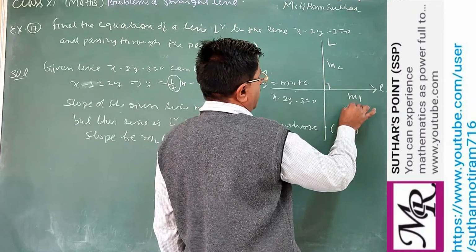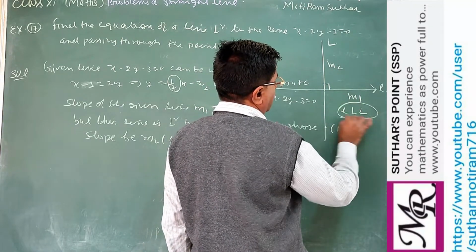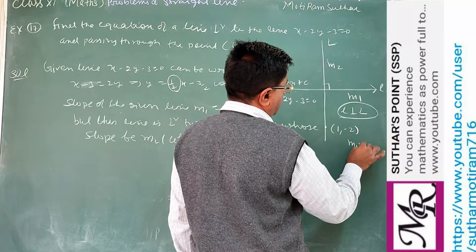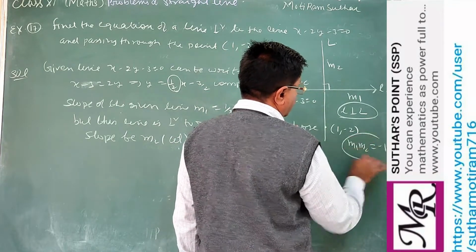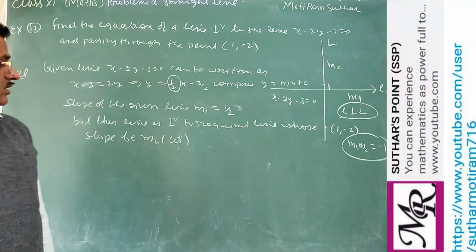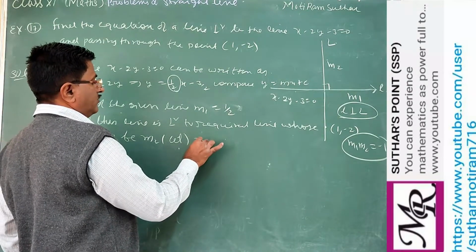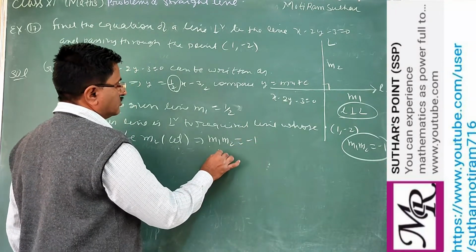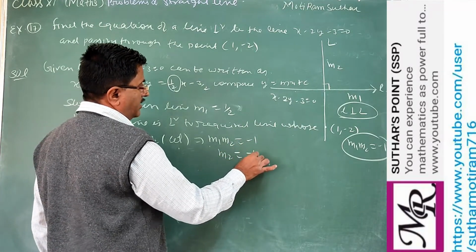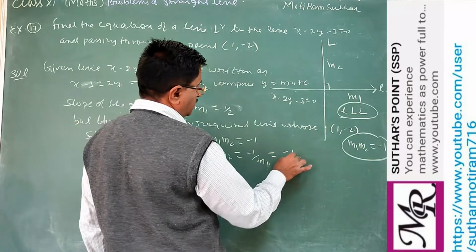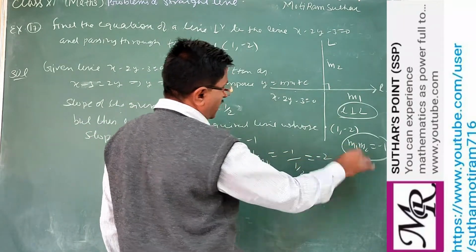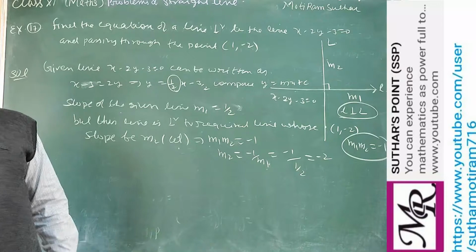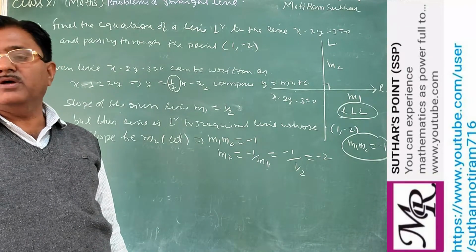Now we are saying that L is perpendicular to L capital. That's the condition: their product should be -1. So using the formula m1 m2 equal to -1, m2, the slope of the second line, is -1 upon the slope of the given line, that is -2. That's how we find the slope of the required line.